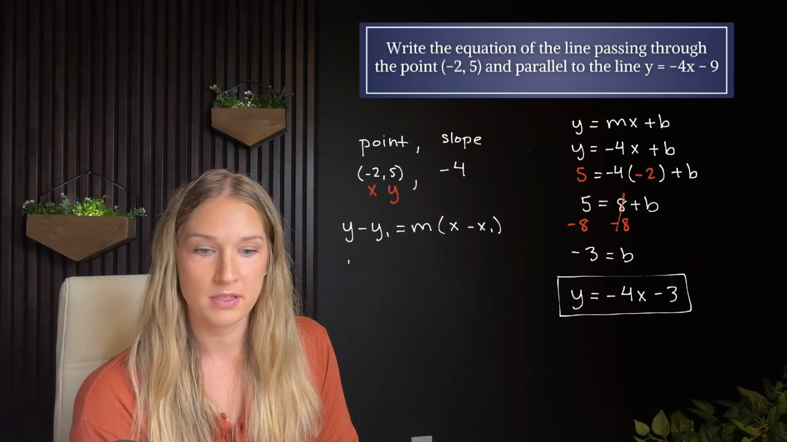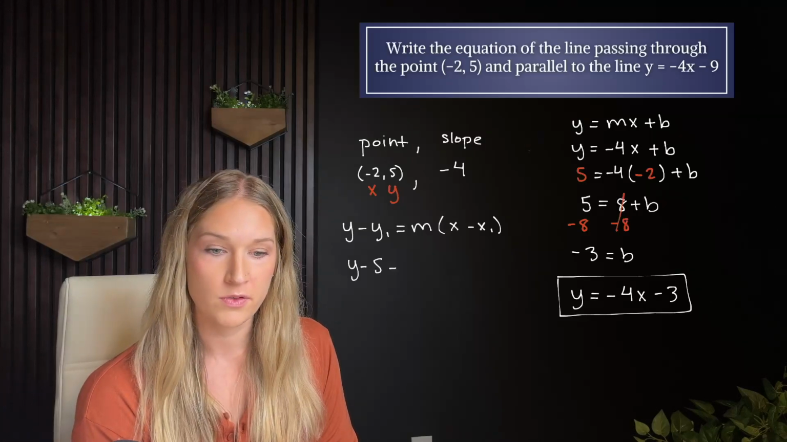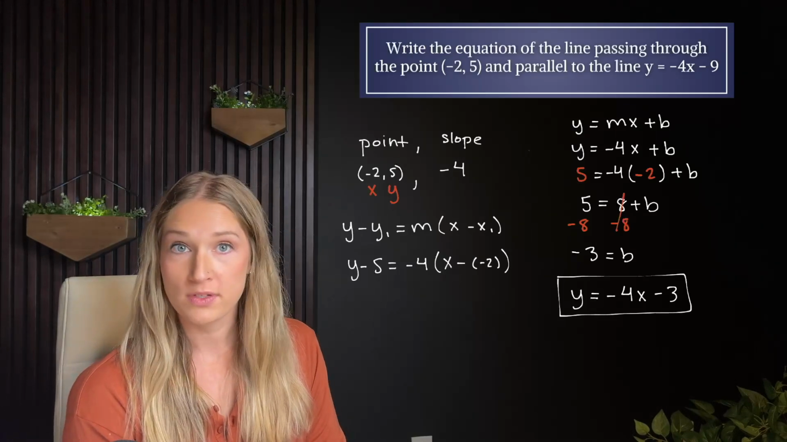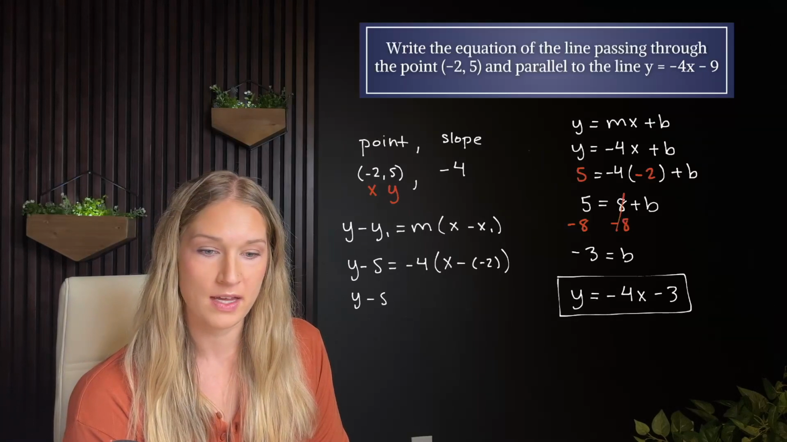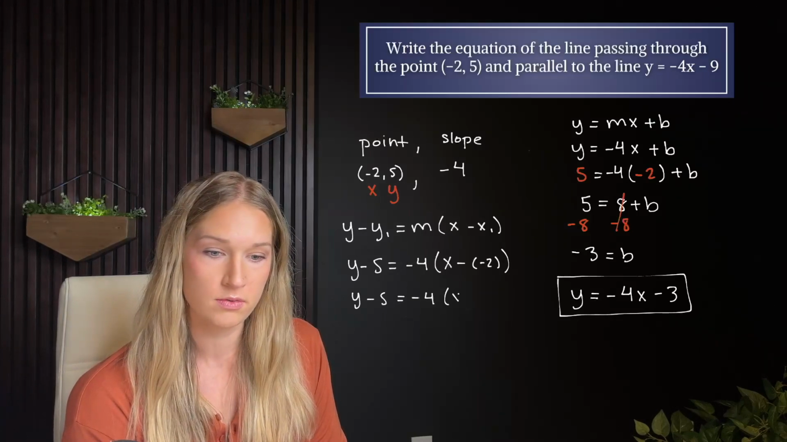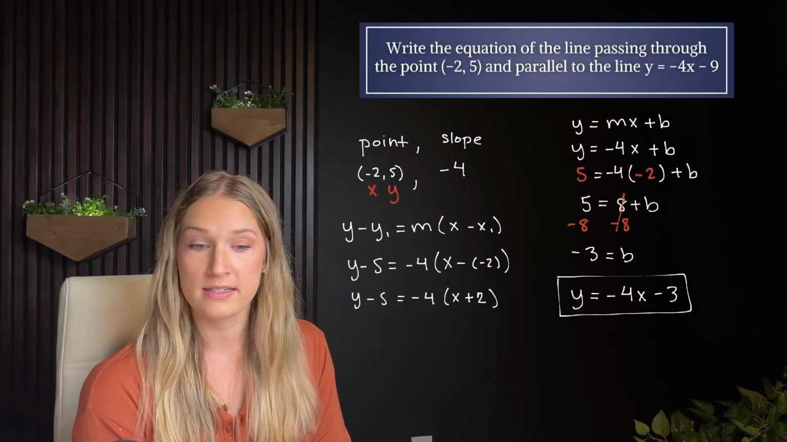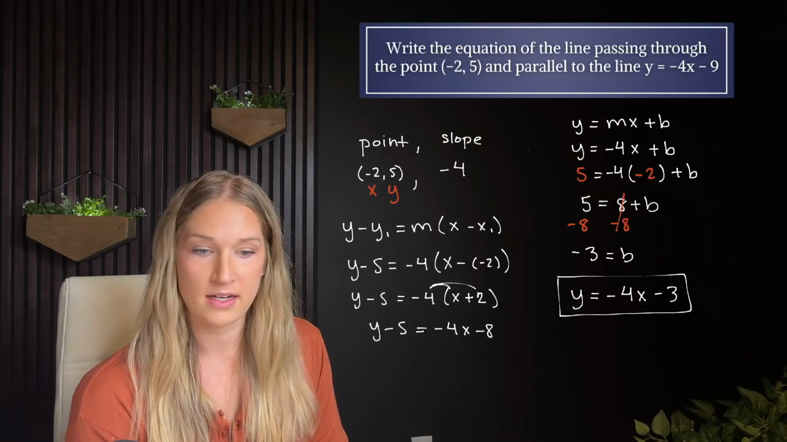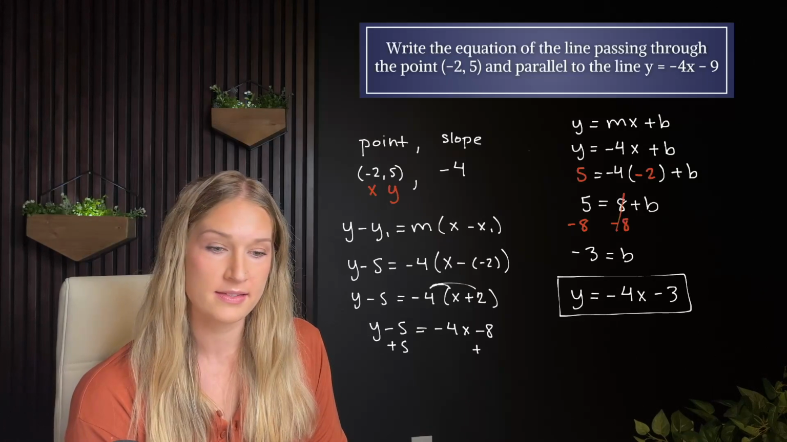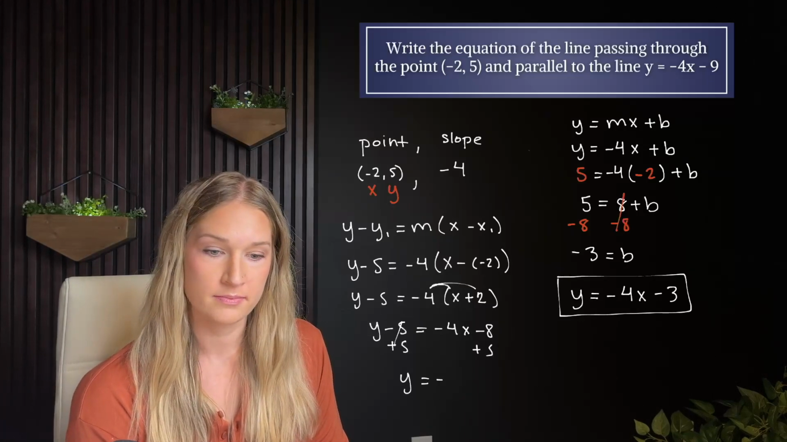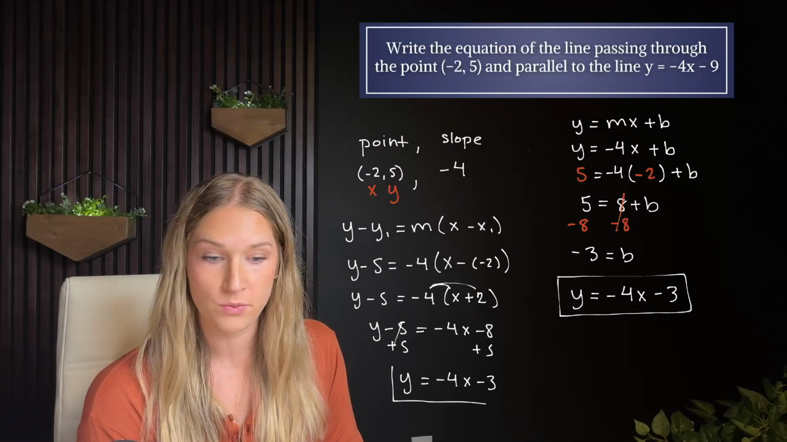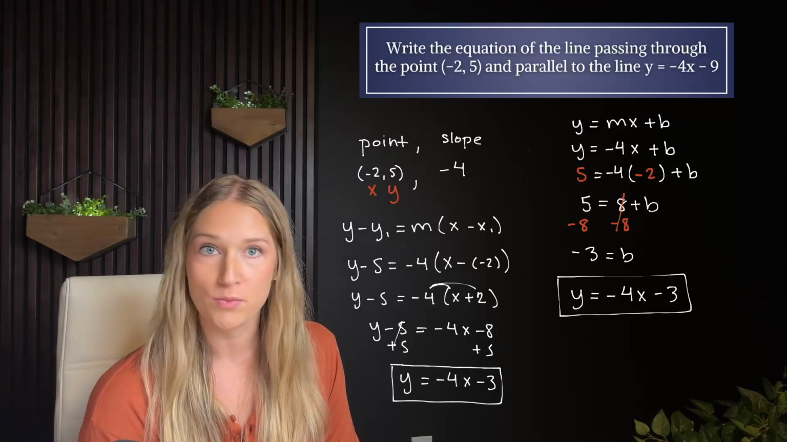In this one, I plug in my 5 for my y1, -4 for my slope, and then -2 for my x1. I have two negatives in those parentheses, so that will simplify to x + 2. And then to get y by itself, I'll start by distributing my -4. And then I just add my 5 to both sides and solve for y. So you'll notice that I got the same thing I had a second ago, so it doesn't matter which way you do it, just a matter of what you're more comfortable with.